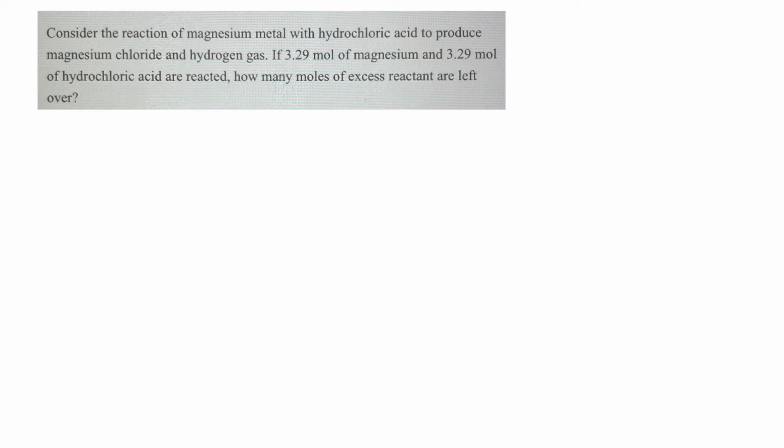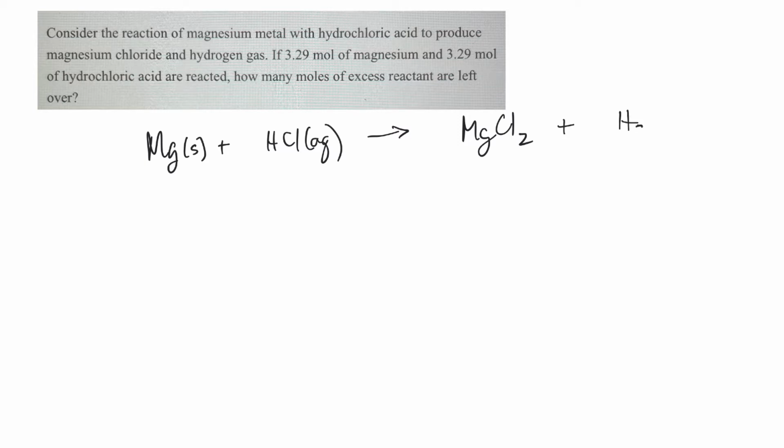All right, here's a couple of good limiting reagent questions. Reaction of magnesium plus hydrochloric acid will produce magnesium chloride plus hydrogen gas. And this is aqueous. I looked that up earlier. I need a 2 here, and I think I'm balanced.